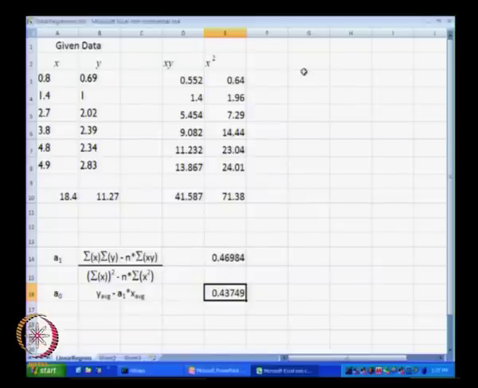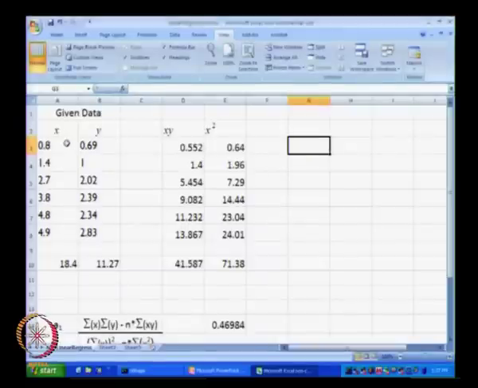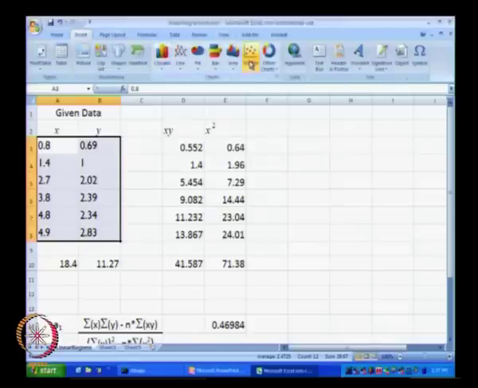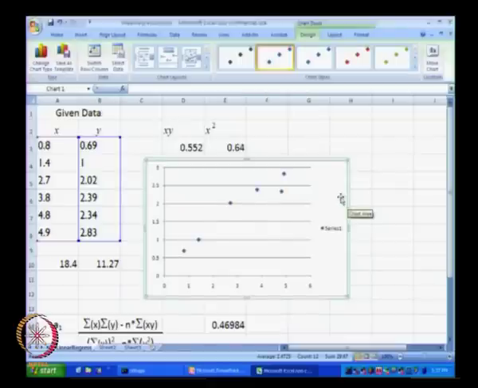Okay. So what we will do is we will just plot this data x versus y. So we will highlight all the data, click on insert tab, on scatter, and then we will plot using the scatter function, and this is going to be our original data.